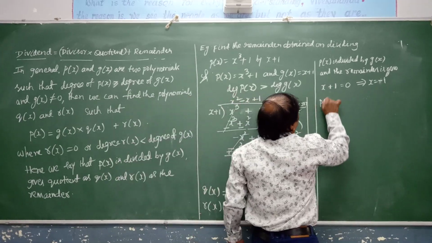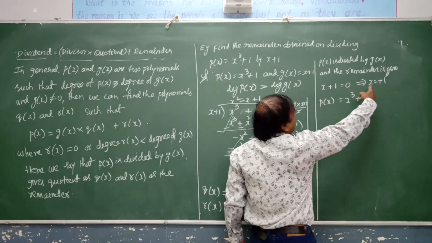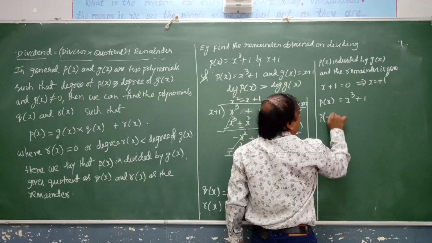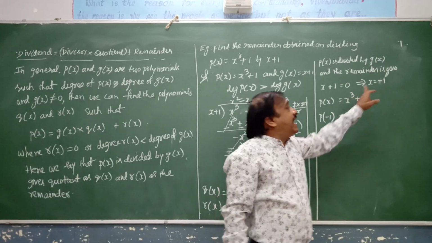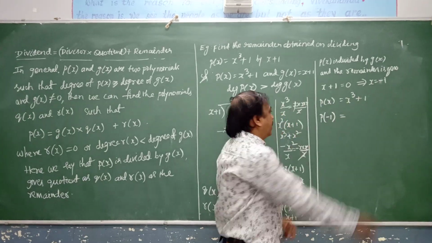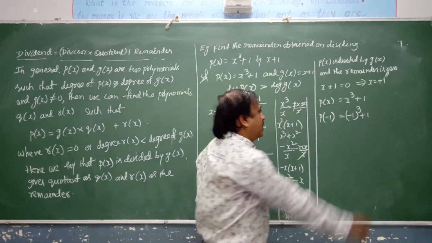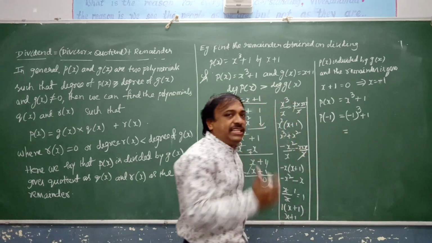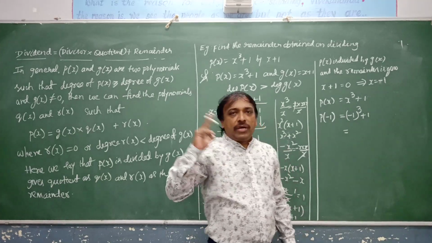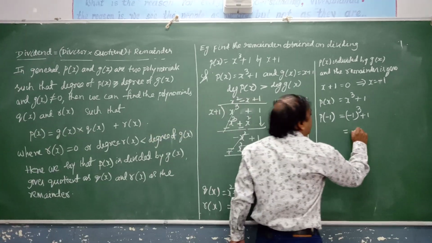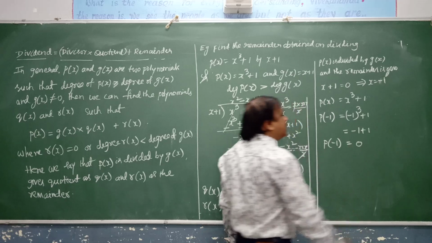Now you see p of x is equal to x cube plus 1. Substitute minus 1 in place of x. P of minus 1: what are we doing here? In place of x we are putting minus 1. So p of minus 1 is equal to minus 1 whole cube plus 1. Minus 1 whole cube is minus 1 into minus 1 into minus 1. Minus into minus is plus, plus into minus is minus. So that is minus 1 and plus 1, which is equal to 0. So p of minus 1 is equal to 0.